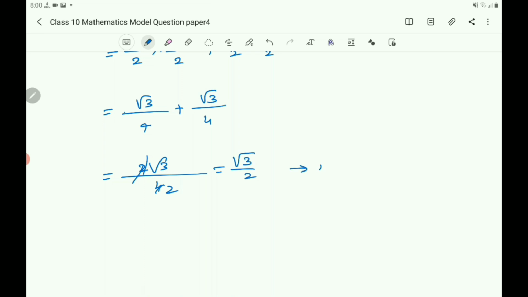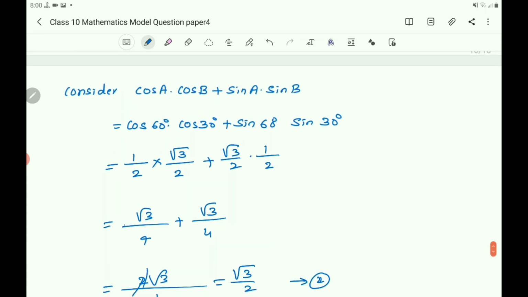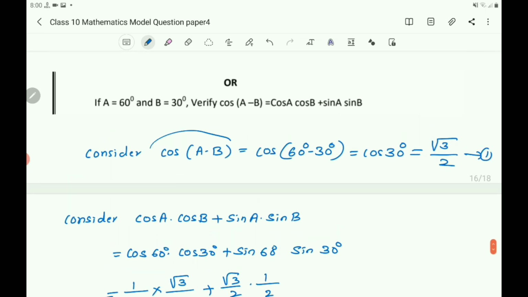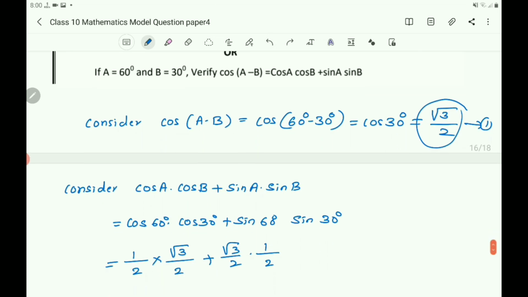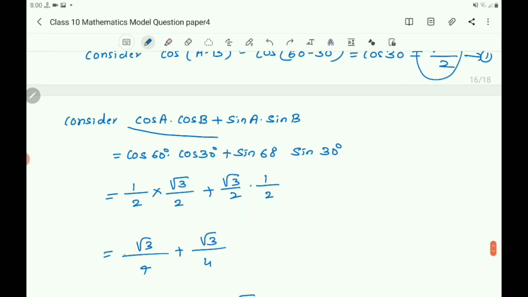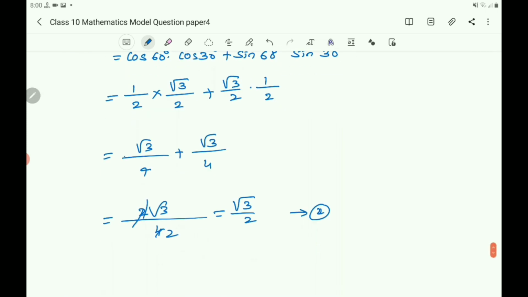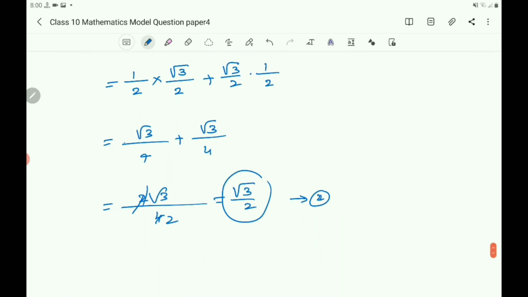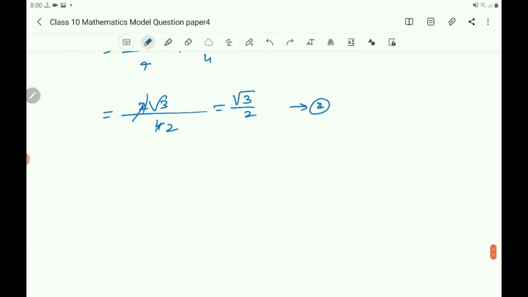So you got, the first one, that is cos A minus B, you got root 3 by 2, and in the second, you got cos A into cos B plus sin A into sin B, also root 3 by 2. So you can take that. Therefore, from first and second, you got what?